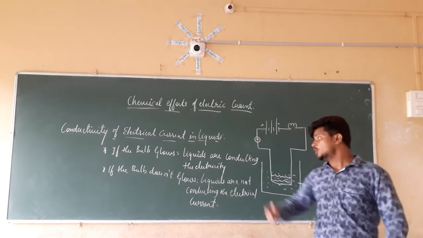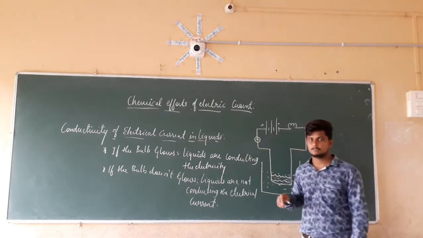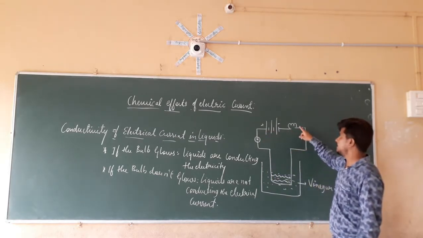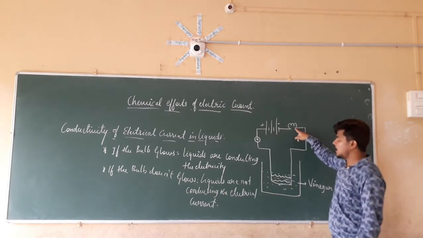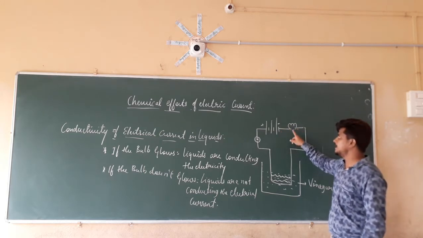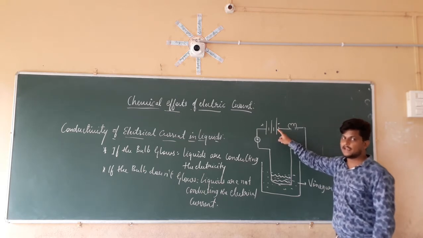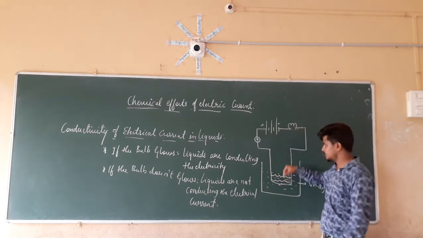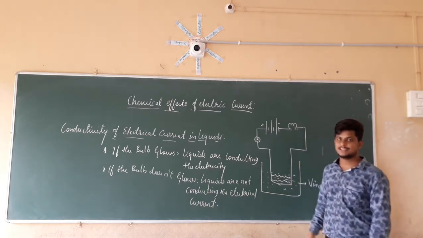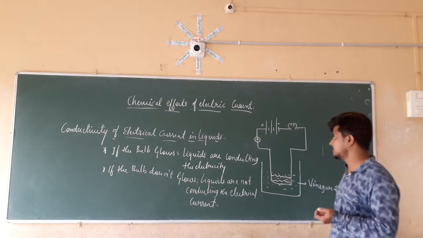Taking each wire, we connect one wire to the positive terminal of the cell, and another wire to a bulb. Another wire is connected to another point of the bulb, and that connection goes to the negative terminal of the battery. Then when you suspend those wires into the liquid and the bulb glows, we can say that the liquid is conducting the electricity.